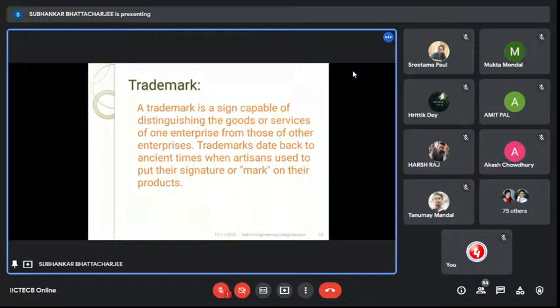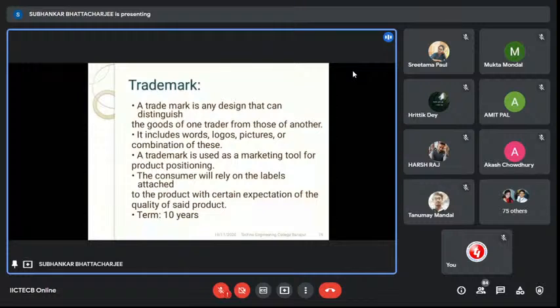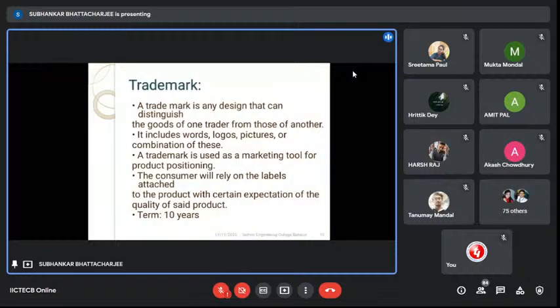This is the trademark, the signature mark. You can see what trademarks are: words, logos, pictures, or a combination of these are trademark properties. The term of a trademark is 10 years. If we get a trademark for a logo or any picture, the term of the trademark is 10 years, right?